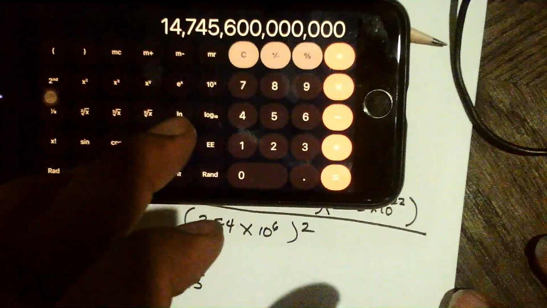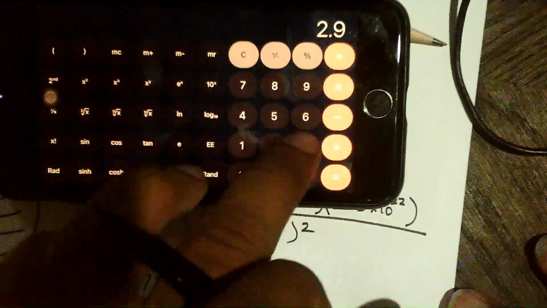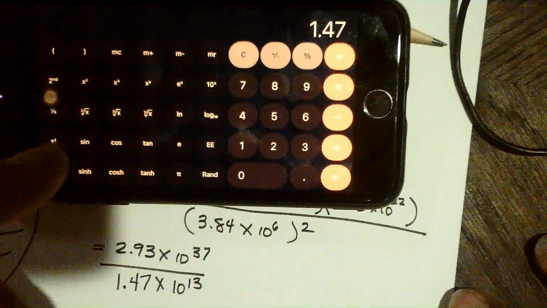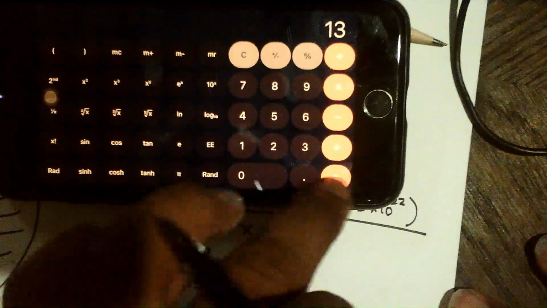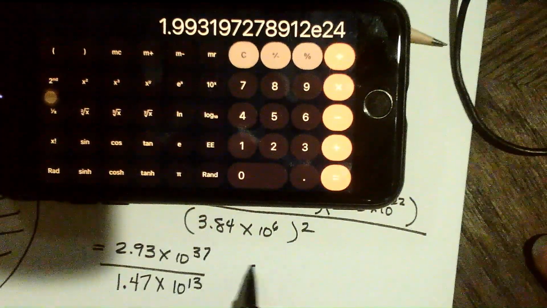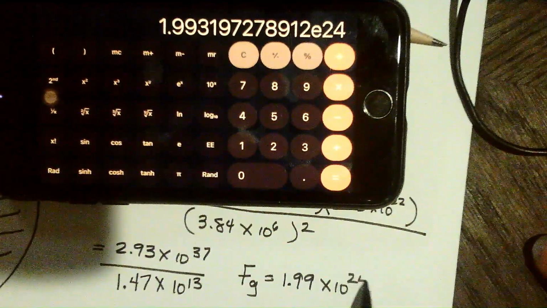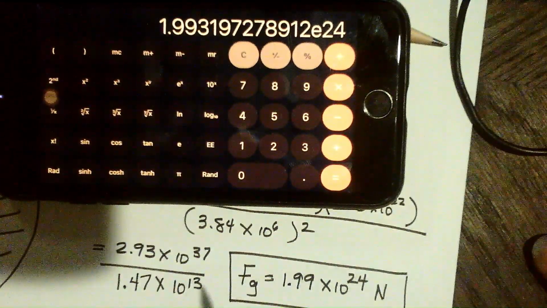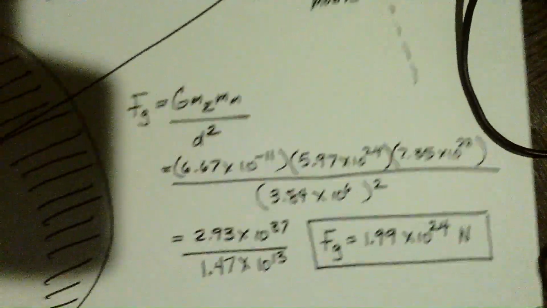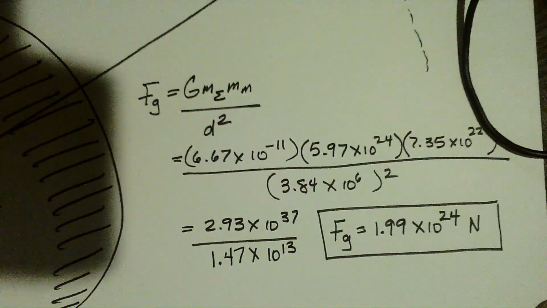Now, all we have to do is say 2.93 EE37 divided by 1.47 EE13, and that'll give us a number. That number, the force of gravity between Earth and the Moon, is 1.99 times 10 to the 24, and our unit is newtons. Okay? Now, that's it. That's how you calculate that. Everything else will just be a calculation, so follow the formula.